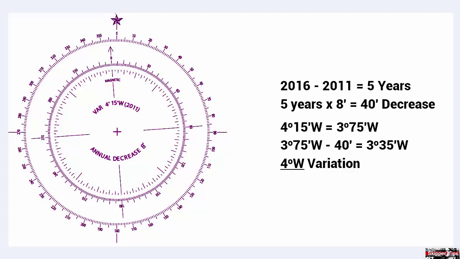We make a simple conversion of the variation so that we can subtract 40 minutes. 3 degrees 75 minutes minus 40 minutes equals 3 degrees 35 minutes west. Round off your answer to the closest whole degree. Here we will use 4 degrees west variation.